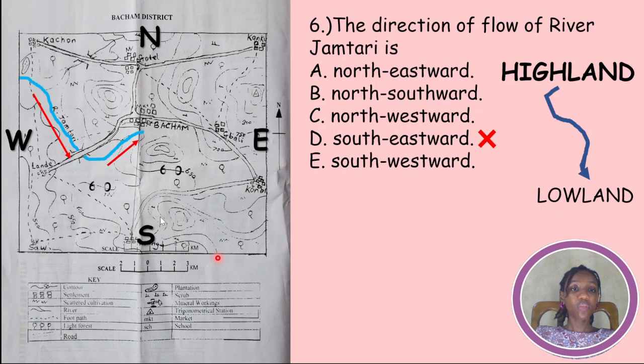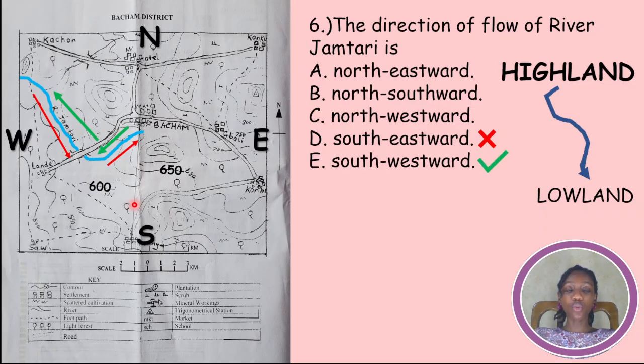Now let me make them bolder. So we have the 650 contour line, it crosses it here, and the next contour line is 600. So that means the river is going to move from highland to lowland, that is from 650 to 600. So we can say that River Jamtari originates near Bacham settlement around here, the 650 contour line, and moves towards the left, westward. And as it moves, it slants slightly downwards, towards the south, which makes option E correct.